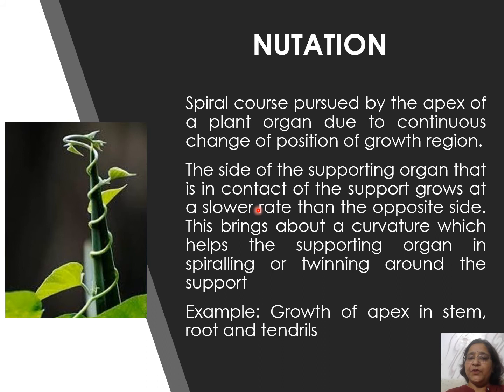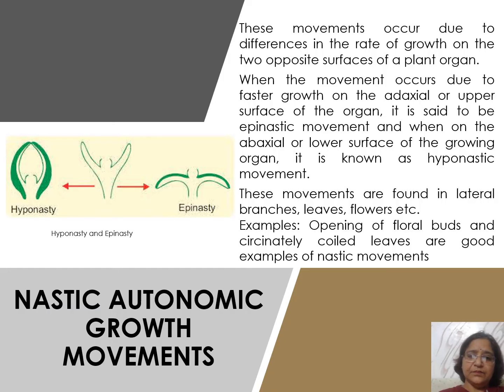The side of the supporting organ that is in contact with the support grows at a slower rate than the opposite side. This brings about a curvature which helps the supporting organ in spiraling or twining around the support. So this type of twining movement you can see here in this plant. This is the nastic autonomic growth pattern.